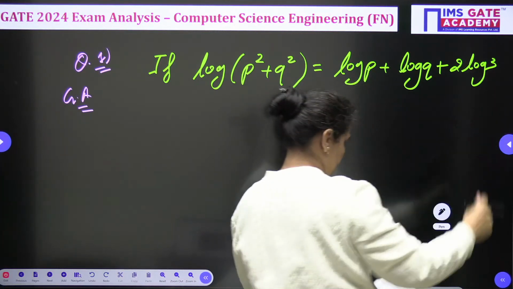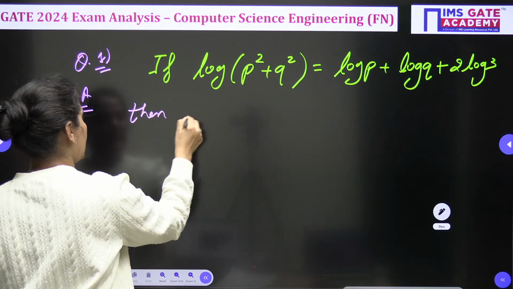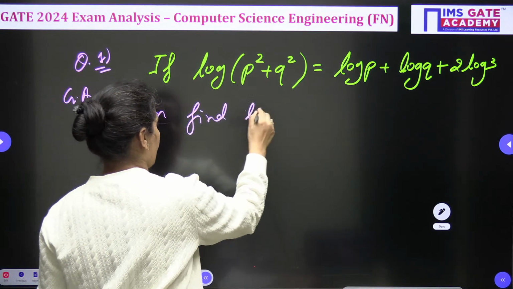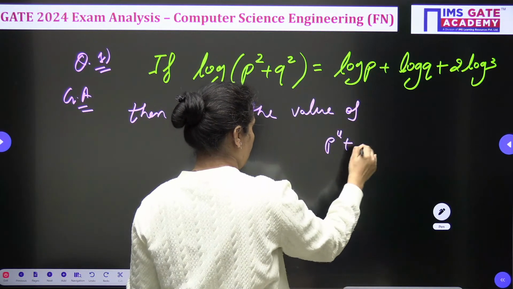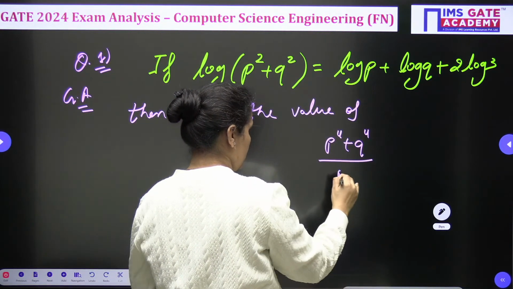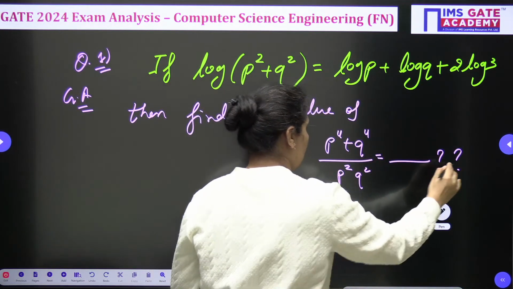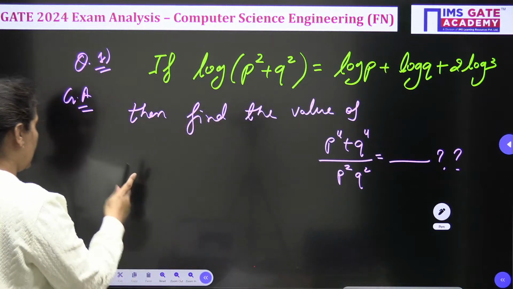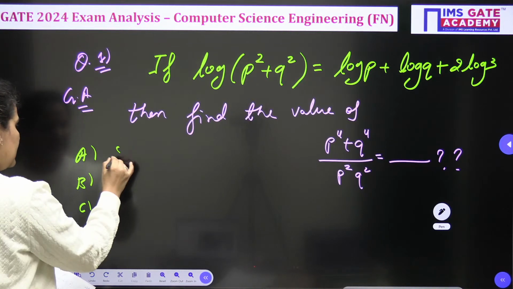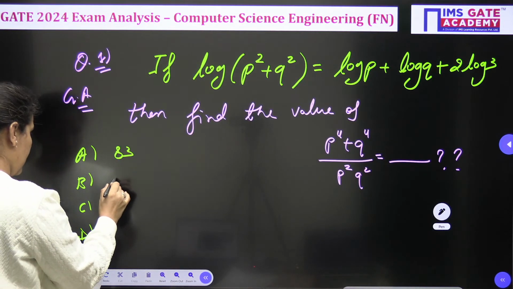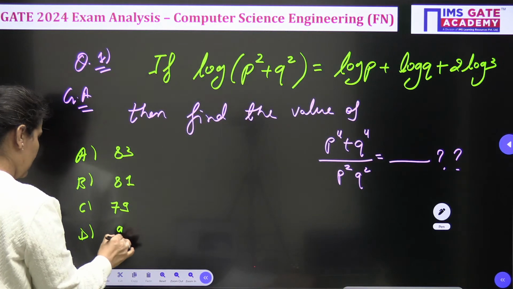All right, and I think we are having options also. Then we need to find the value of p power 4 plus q power 4 divided by p square q square. We are having options also. Very easily, within 2-3 lines, we can solve this question. The options are 83, 81, 79, and the next one is 9 only.